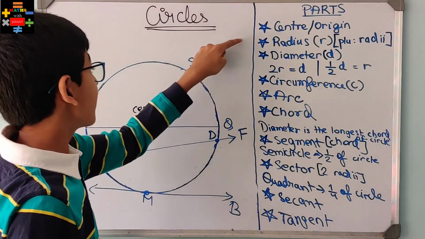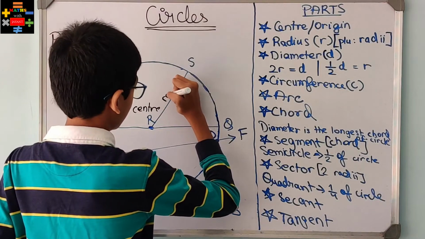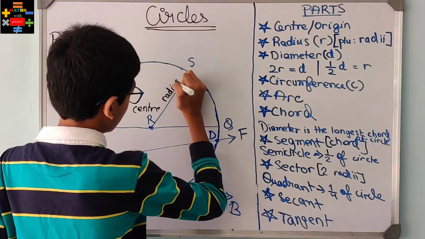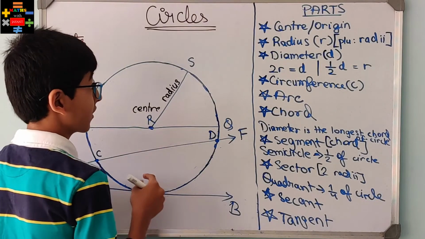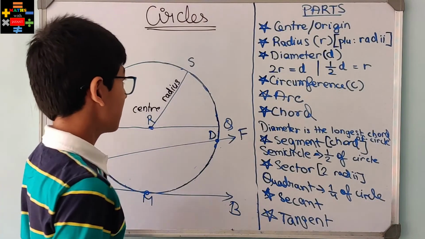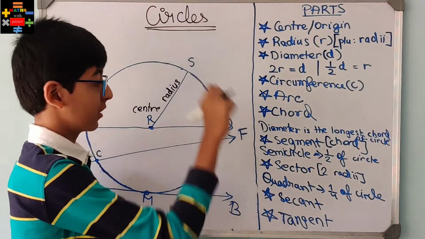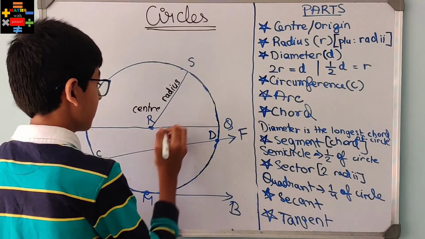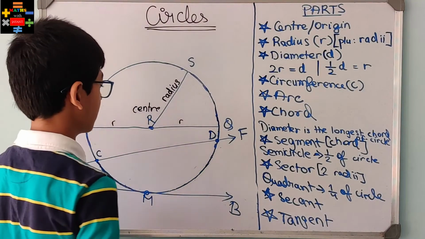Next, what is the radius of this circle? We have RS as a radius. We could call it radius. Even RQ, RP, these are also radii as well. Why? What the radius is? It connects the center to any point on the circumference of the circle. So, we could say RQ radius and PR radius as well.